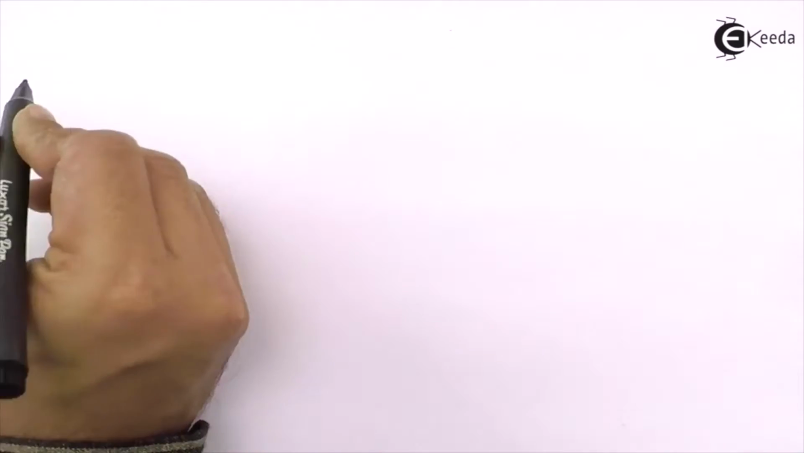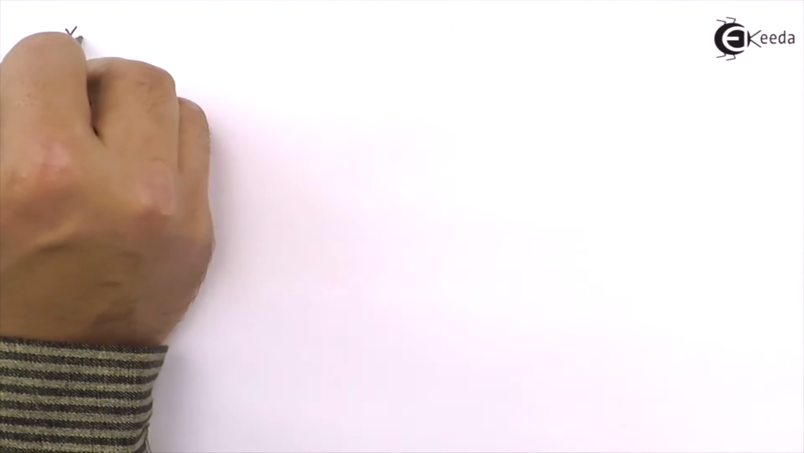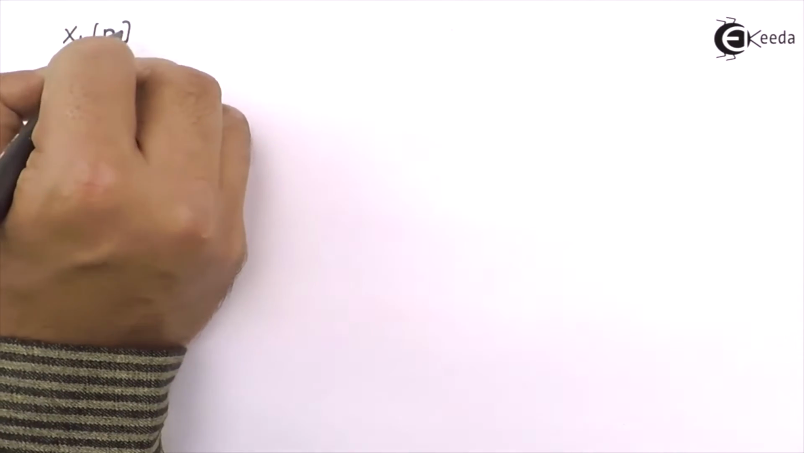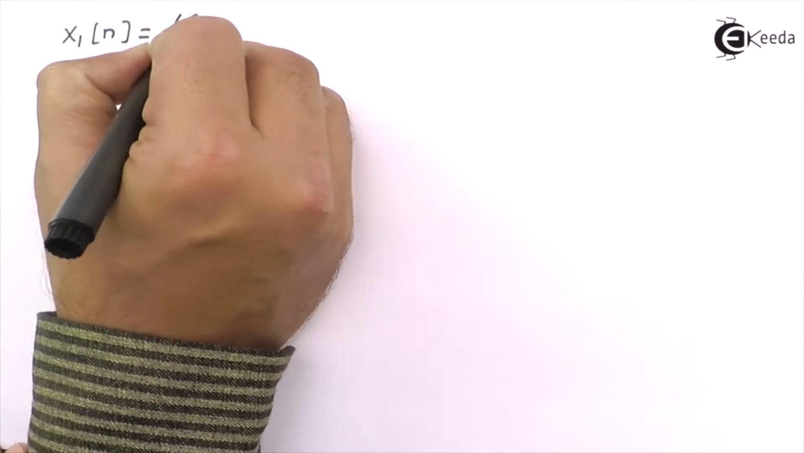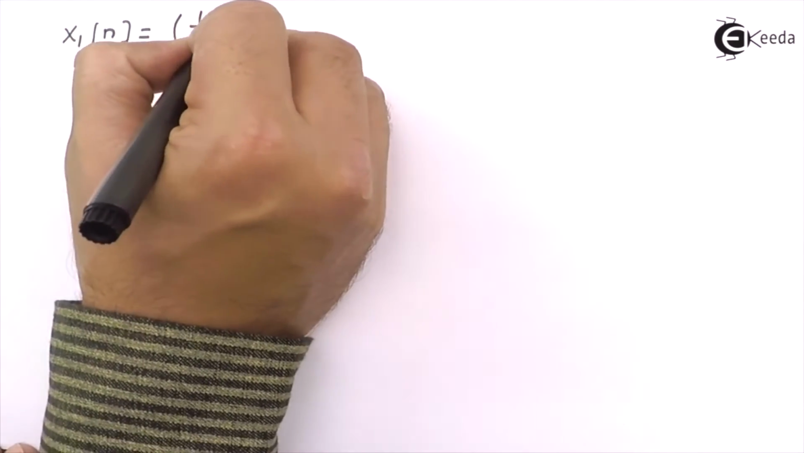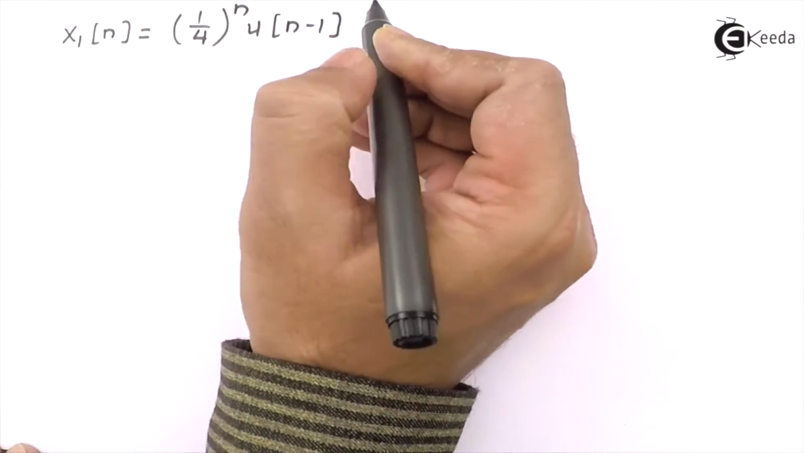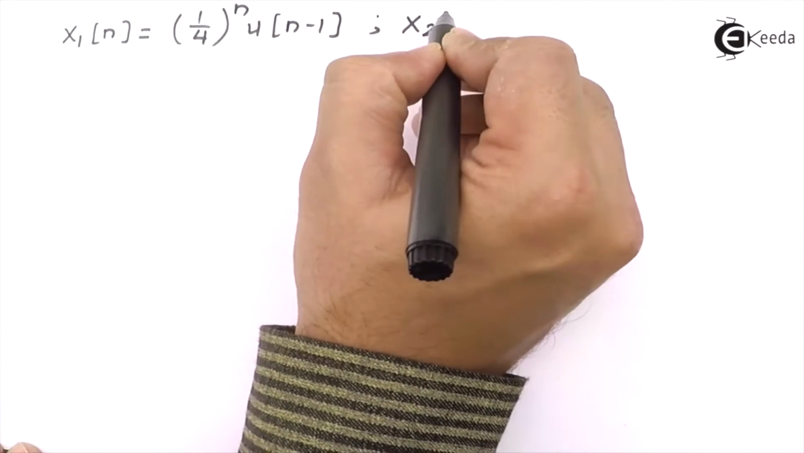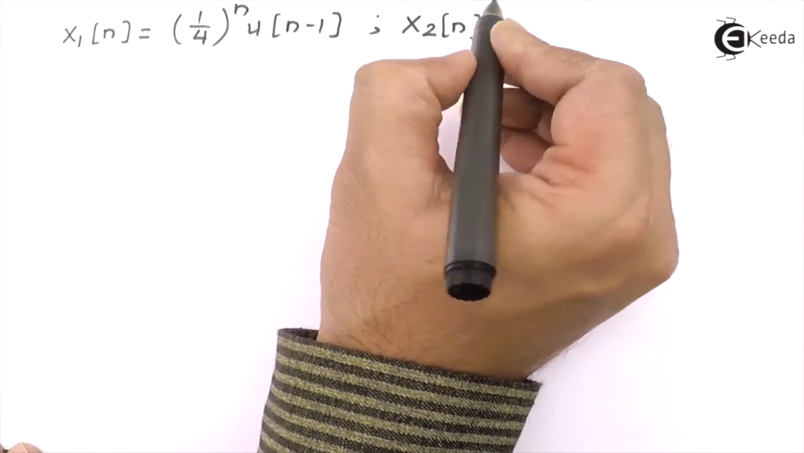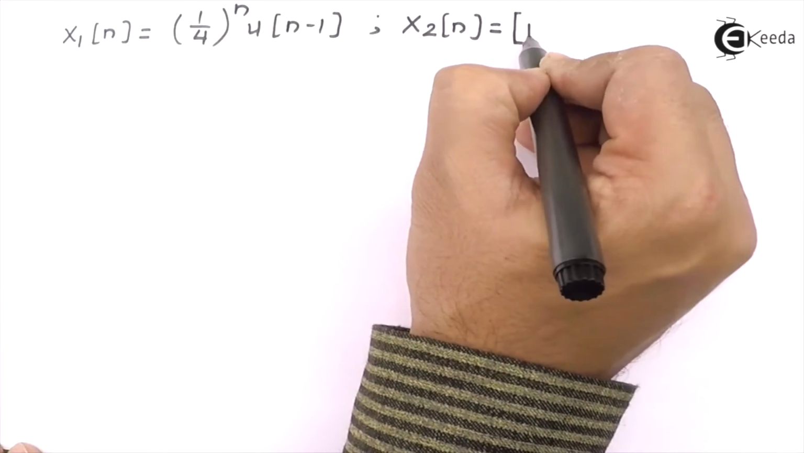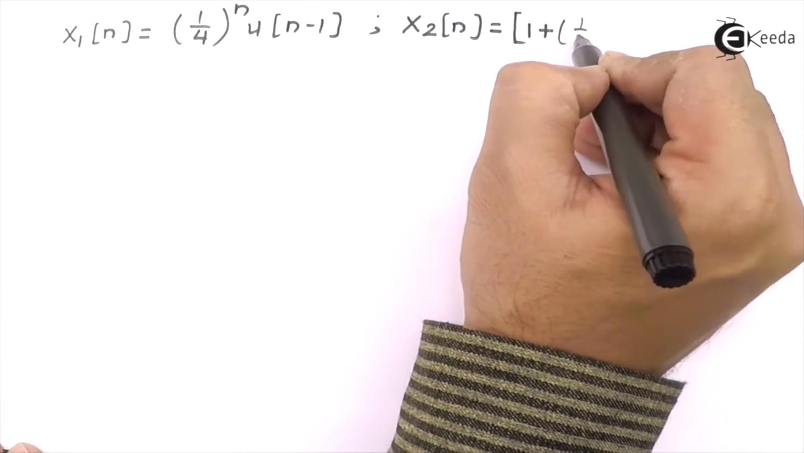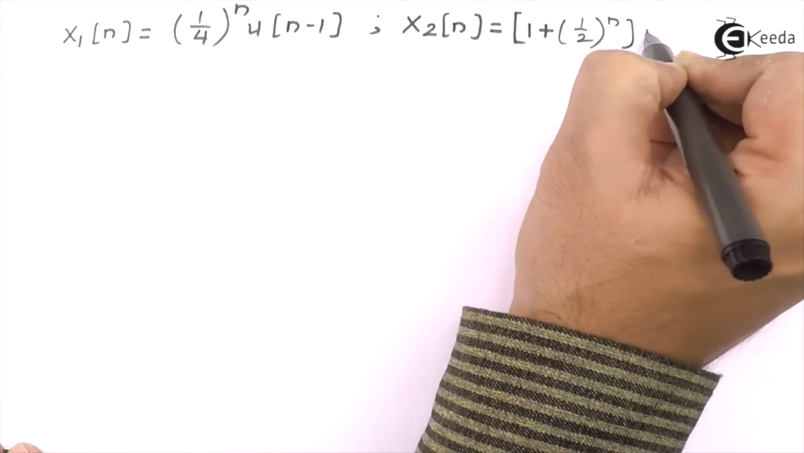Z transform is very essential whenever it comes to solving a problem using convolution. Let's take a problem. We are having a signal x1 of n as (1/4)^n u of n minus 1, and the second signal x2 of n is nothing but (1 plus (1/2)^n) u of n.